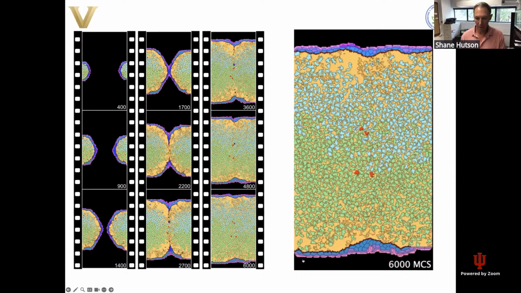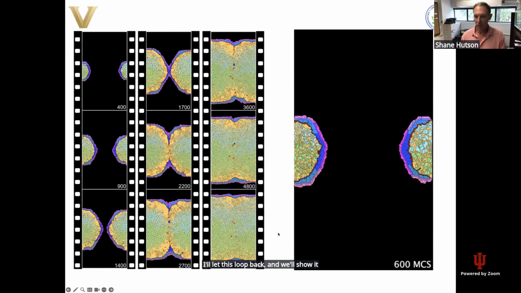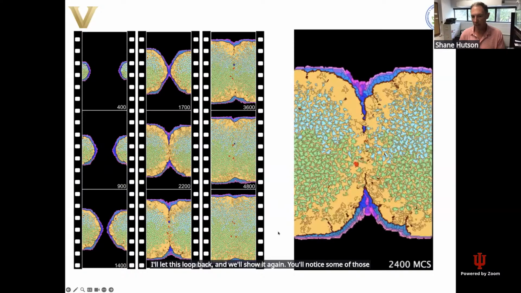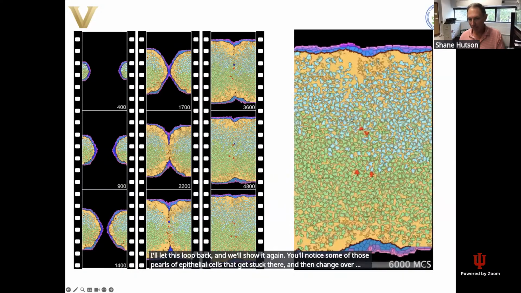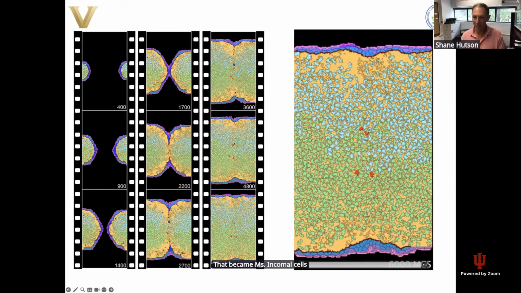I'll let this loop back and we'll show it again. You'll notice some of those pearls of epithelial cells that get stuck there and then change over time. And the little red cells that are left are some of the epithelial cells that we marked that became mesenchymal cells. And we just turned them red so we could see how often that happened. And then there's still frames over there on the left for that.